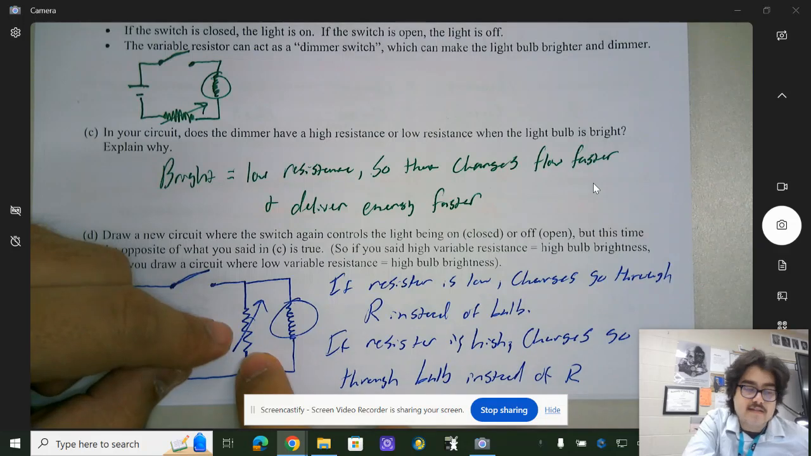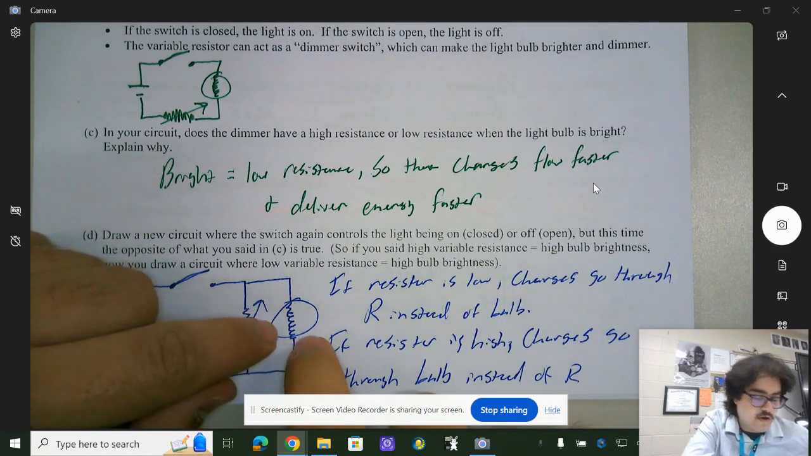So if the resistor here is high resistance, then the charges aren't going to want to go to it, right? Some will still go through, but the charges in general aren't really going to want to go through it. They're going to go to the bulb.